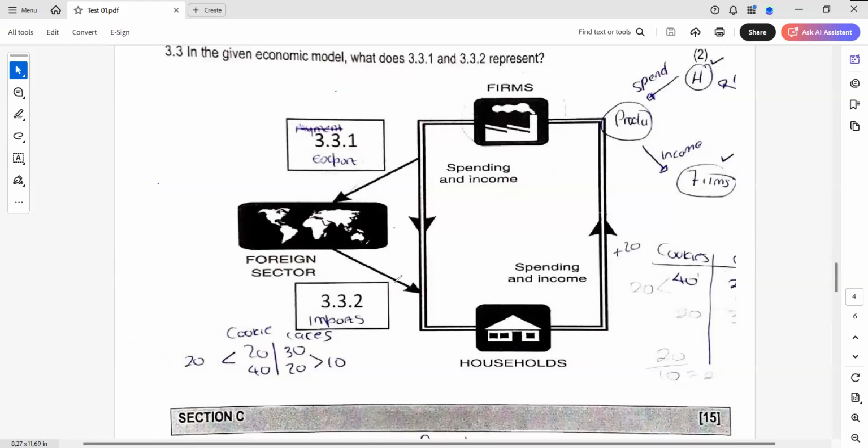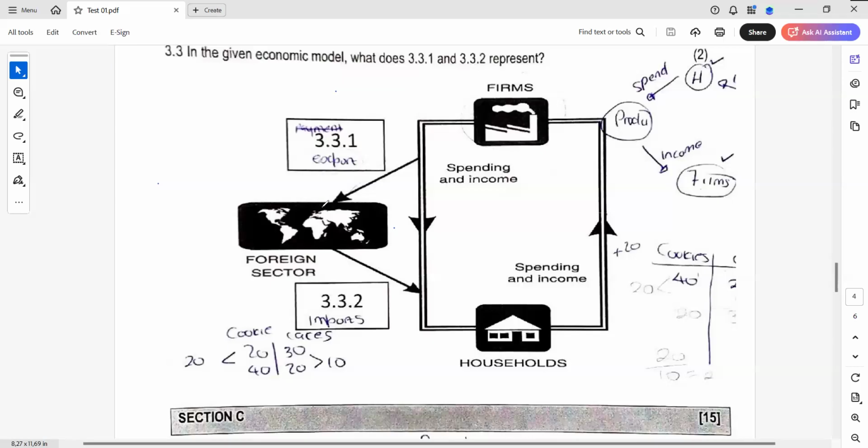But this arrow can also represent the payment of exports, given that the households were the ones selling to the foreign sector. So if we are selling to the foreign sector, those goods leaving our economy going to the foreign sector are called exports. And the foreign sector now pays for these goods. So this arrow can also represent the payment of exports. Right. Same applies here.